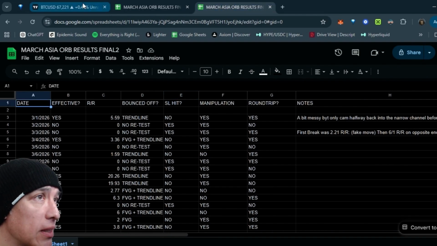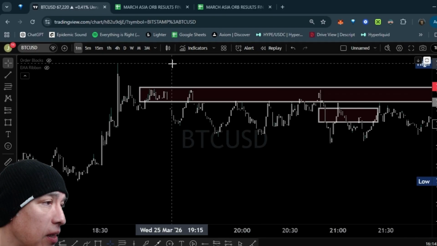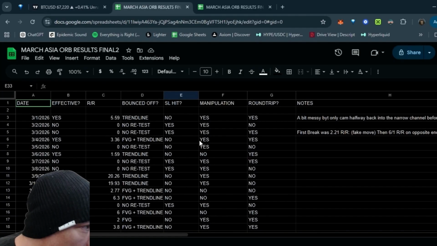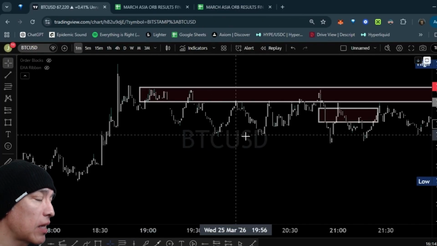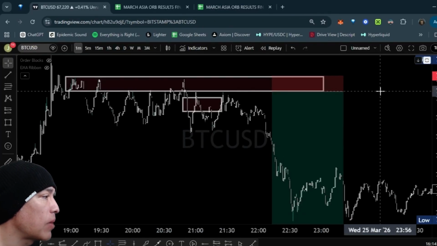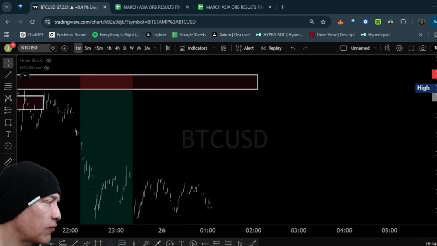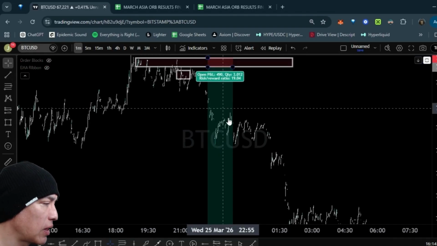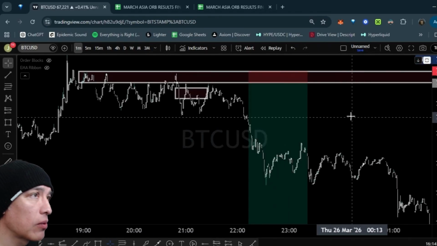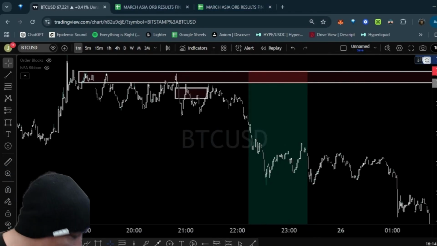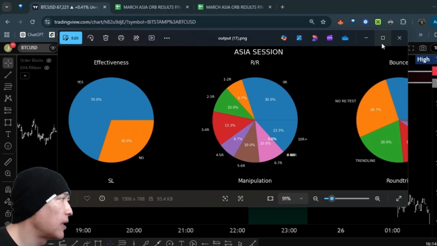Like, did price leave, go to the opposite side, fake you out, and then come down? Was my stop loss hit? And also, was there a round trip? Meaning, after price left here, did it come all the way back to make a full round trip after it already did that 19 or 20x multiple? Does it come back? In this case, it doesn't. Often it does though, so I also tracked that metric. Let me show you some of the data that I found.